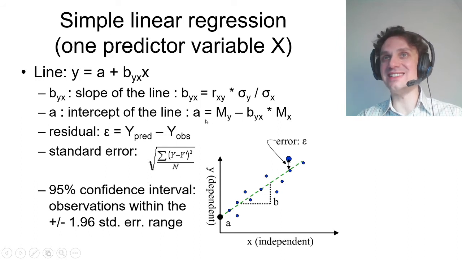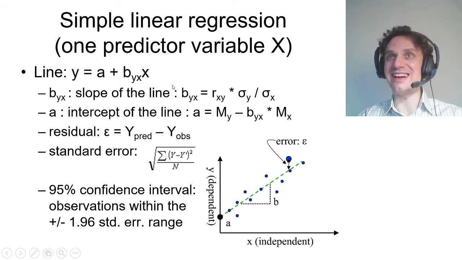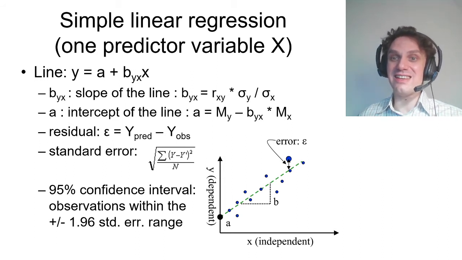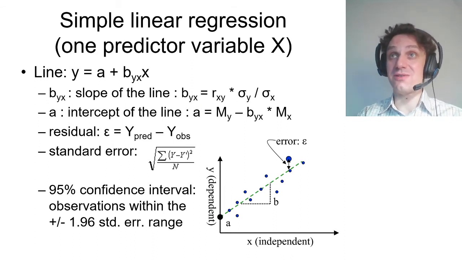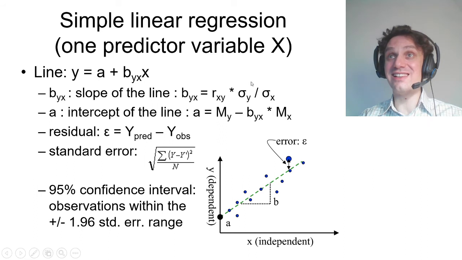That's why we make this distinction between the unstandardized regression coefficient, which is b, and the standardized regression coefficient, which is called beta. A standardized regression coefficient is basically the coefficient that you would obtain if both of your variables were z-scores. And for two variables, it is exactly equal to your Pearson correlation coefficient.